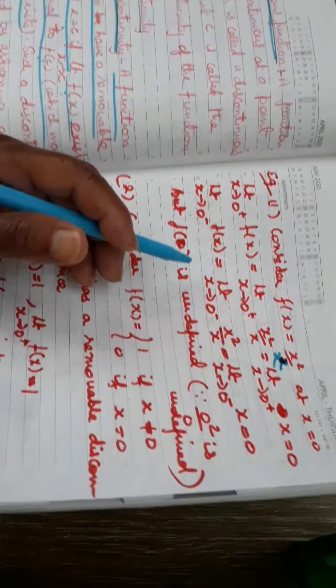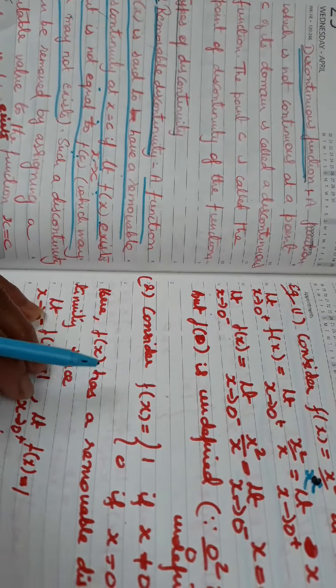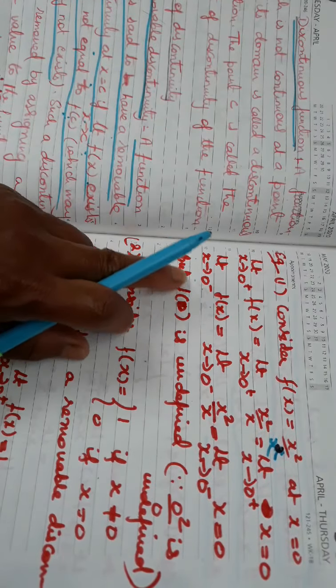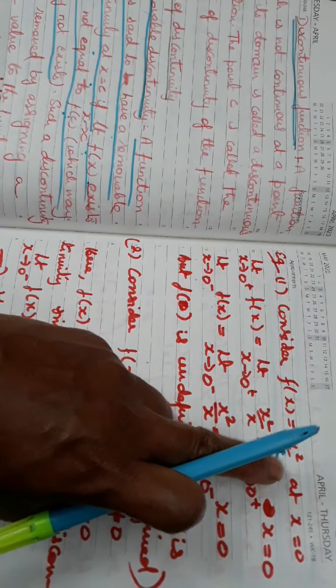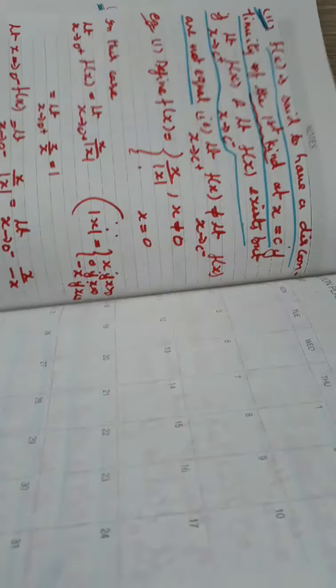So this is an example of a removable discontinuity, meaning a function where the limit of f of x exists, but it need not be equal to f of c. So this type of discontinuity can be removed by assigning a suitable value to f of 0, that is, by assigning f of 0 equal to 0. So this whole thing will become continuous.